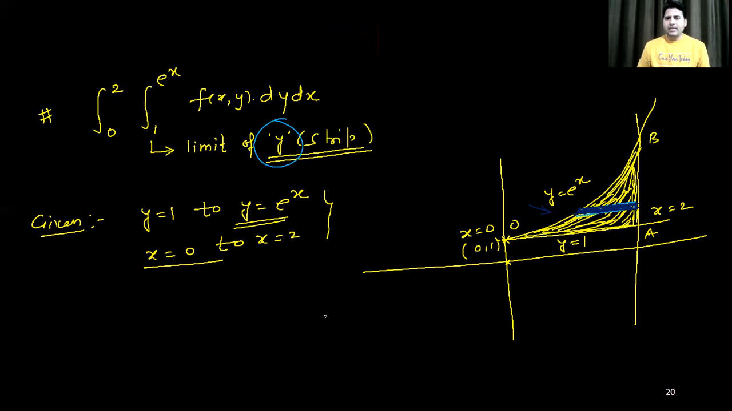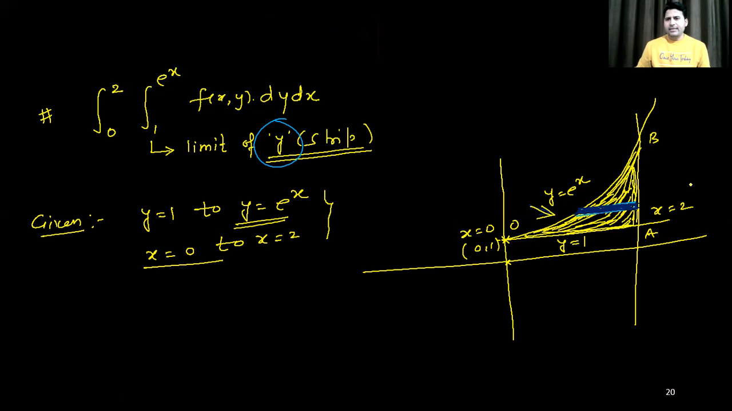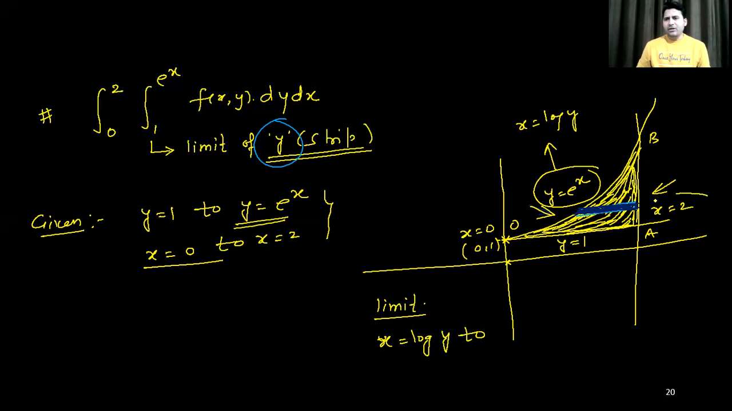It starts on this curve, y equals e to the power x, and terminates at x equal to 2. So what is the value of x over here? y equal to e power x, so x equals what? Log y. Take log on both sides: log y equals log e power x, which is x only. So the new limit we are getting is x equals, from where to where? Log y to 2, terminating on the line x equal to 2. The limit of x will be log y to 2.